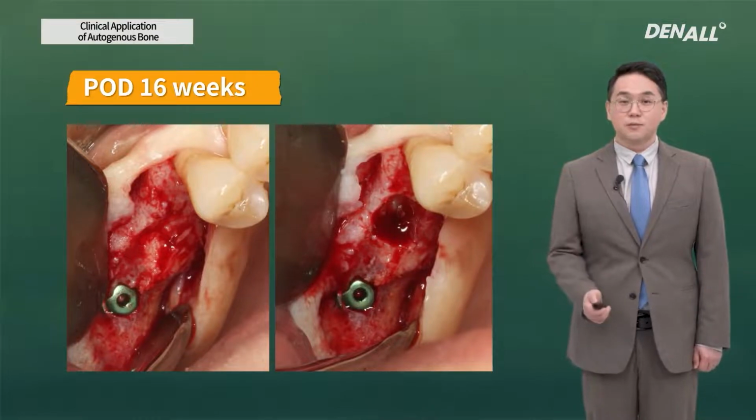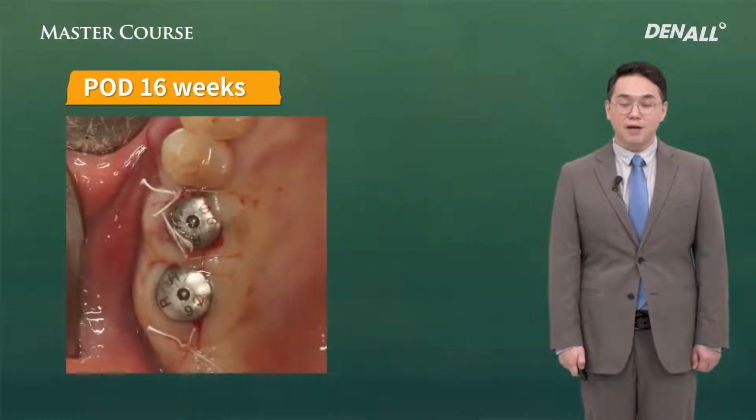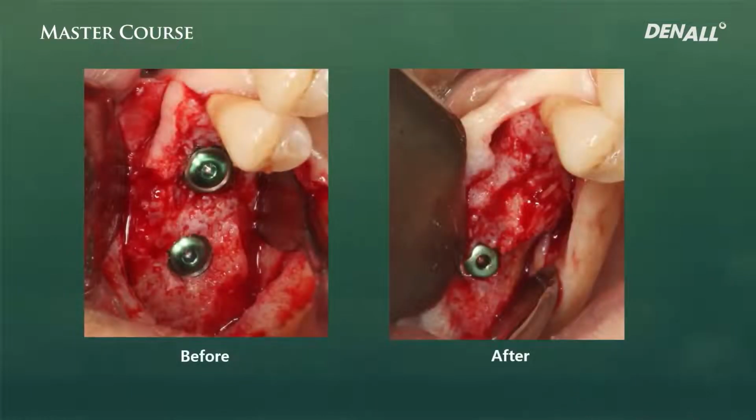The new bone is removed to find the cover screw, which is removed, and a healing abutment is connected. Primary closure is achieved. You compare before and after. So if you look at here, sometimes we are urged to use autogenous bone. As long as we can harvest it, then we will have a very good prognosis of bone grafting.